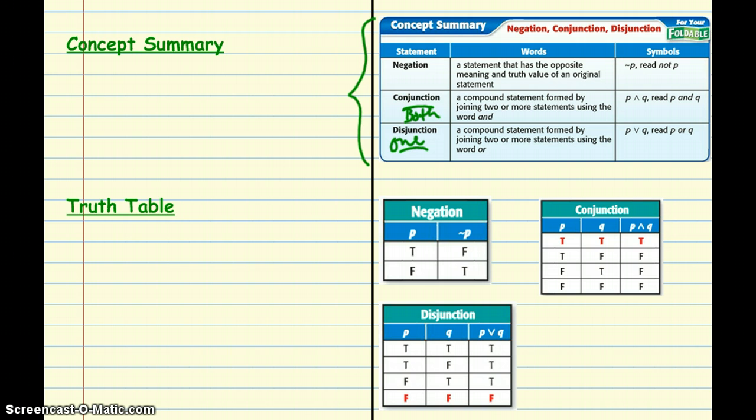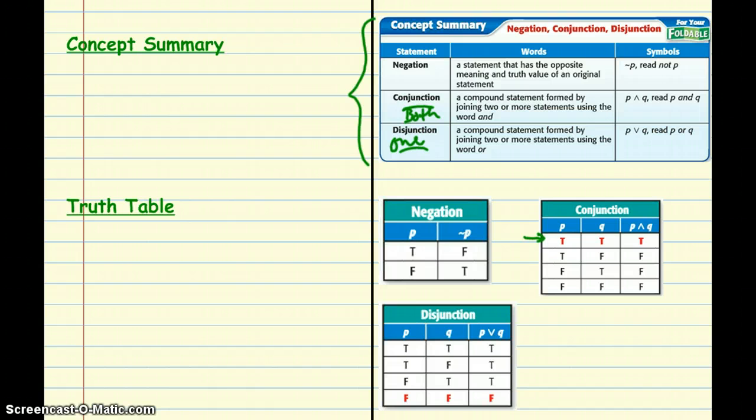We can create truth tables to help us track the truth and false values of statements. So here are examples of negations, conjunctions, and disjunctions. And notice the only one in the conjunction that's true is this first one, because both statements are true.